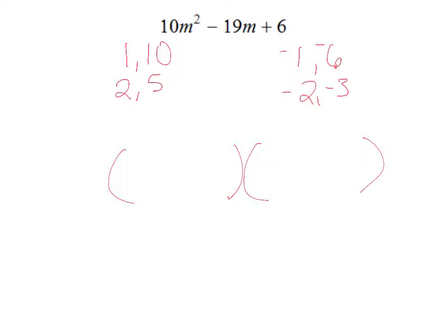All right, what do you want to do? 2 and 5 or 1 and 10? I'd probably lean towards the 2 and 5. I don't know. You should have already done it. You tell me. 2m and 5m.